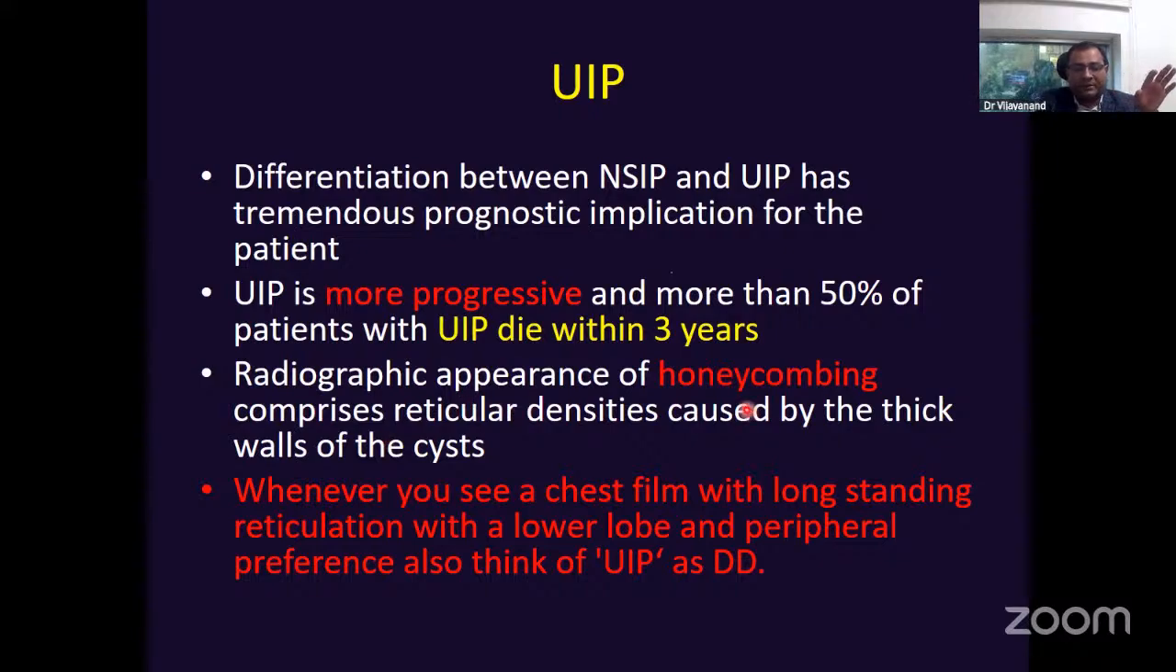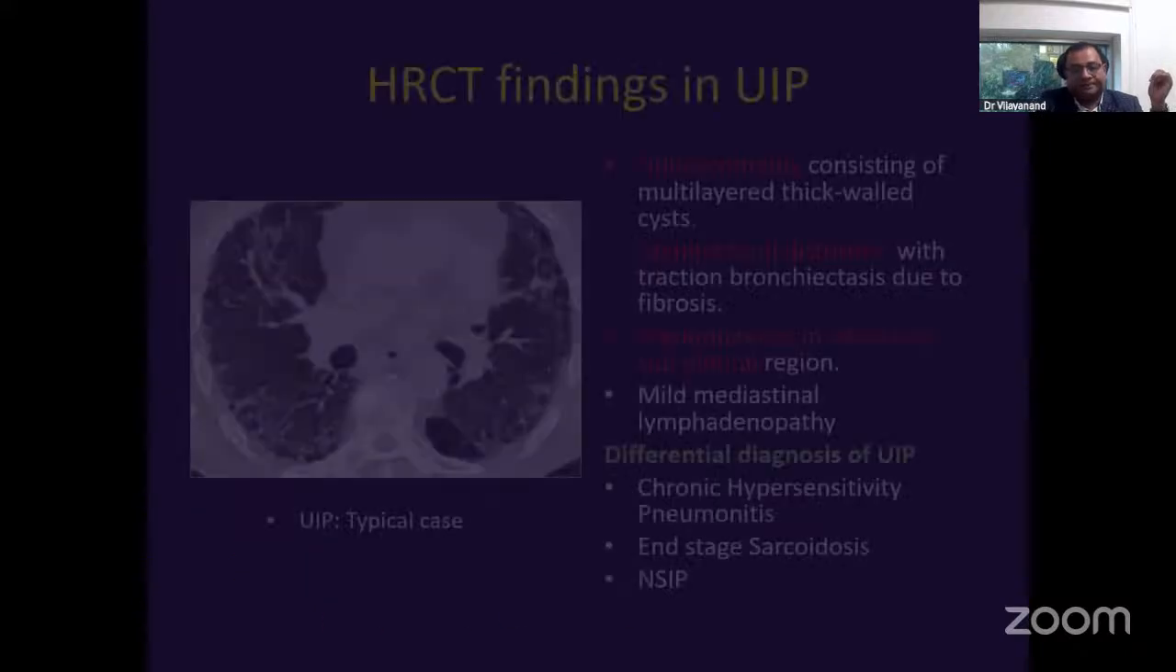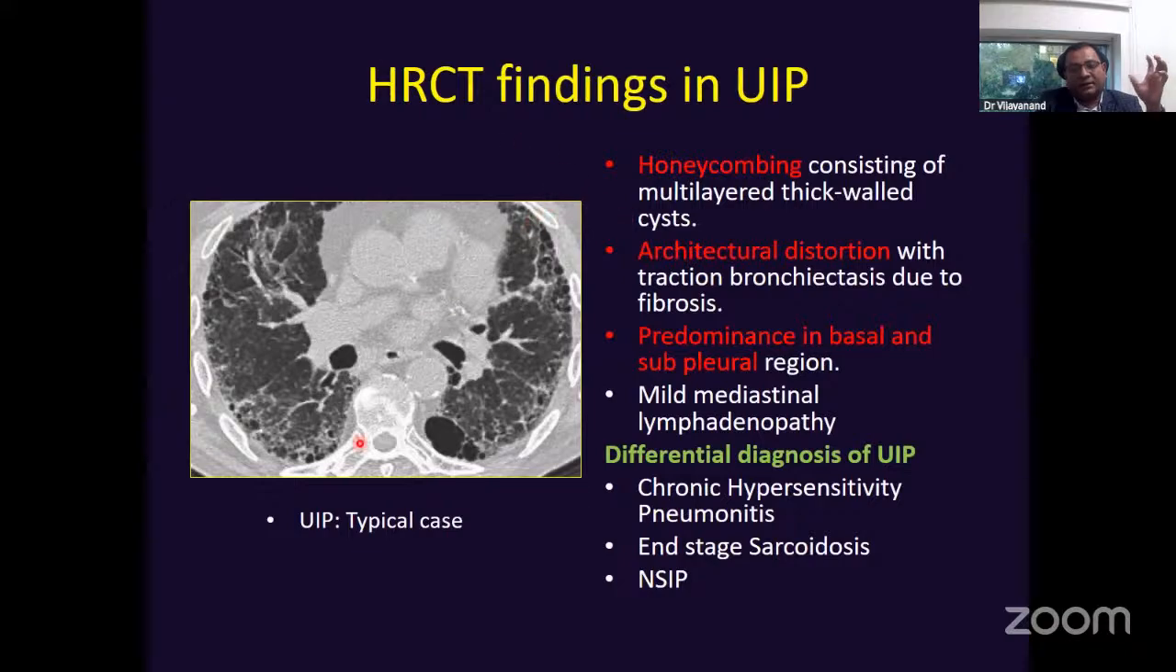The classical radiological appearance is honeycombing, which I'll be showing you. Whenever you see a chest film with long-standing reticulations with a lower lobe and peripheral preference, if you are thinking in terms of any other differentials, you should also consider this as a differential. So what are the HRCT findings here? The classical signs are traction bronchiectasis and honeycombing. What you're seeing is a typical case: peripheral layered honeycombing along the bilateral chest walls, and you're also seeing traction bronchiectasis at a few places.